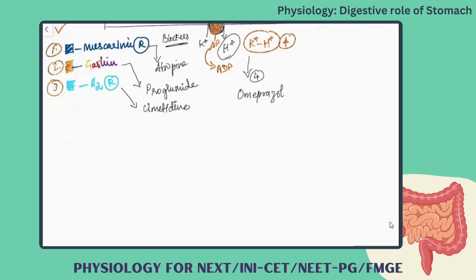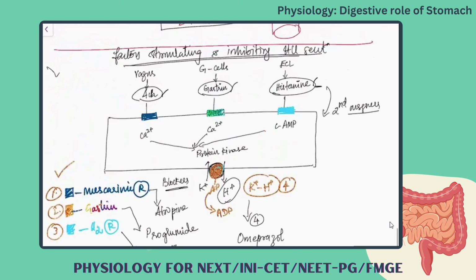Okay, so why are we considering this much for HCl stimulation and inhibition? Because if a person comes and complains of peptic ulcer, you are going to prescribe what kind of drugs?